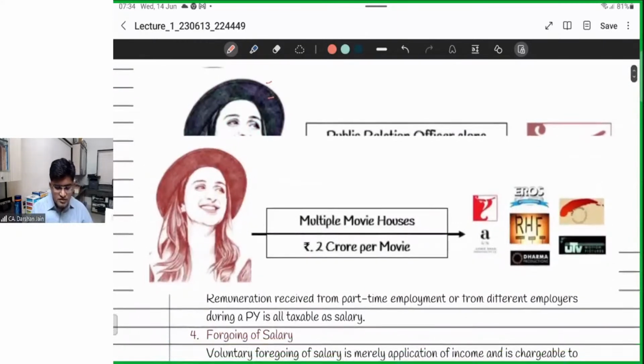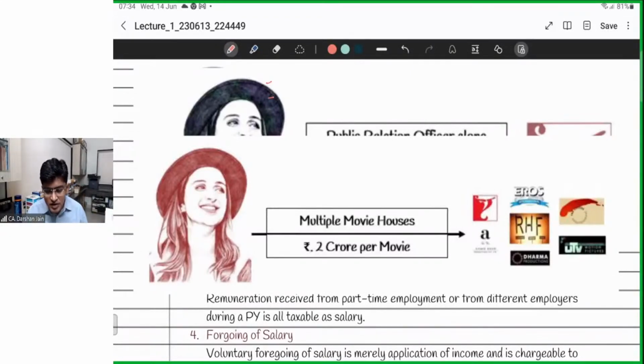when this happens, subsequently, in case 4, Parineeti is now working in multiple movies with different movie houses. So she's working with Yash Raj or Dharma Productions or UTV or Red Chillies, etc. And she's charging 2 crore per movie. Now here she's working as a professional. She is independent to choose the movie.